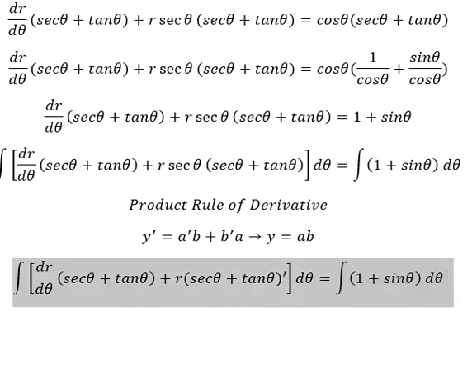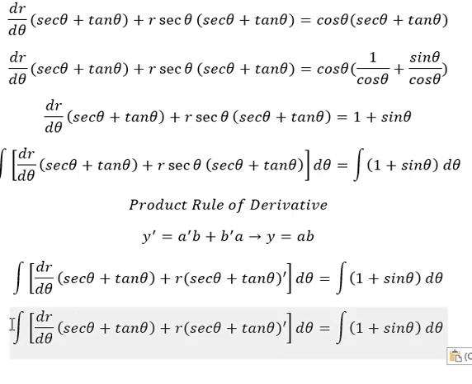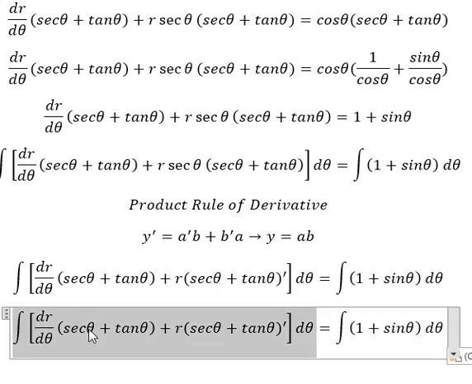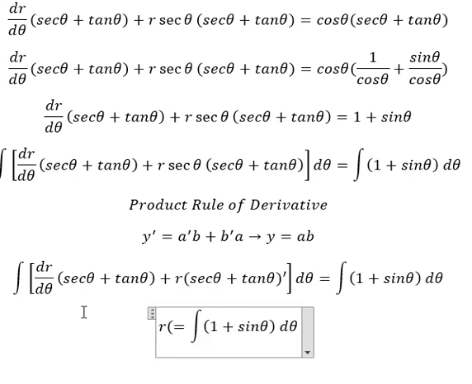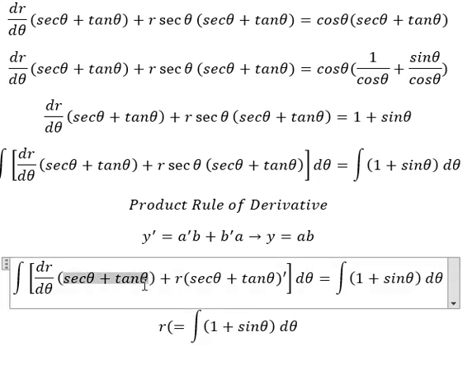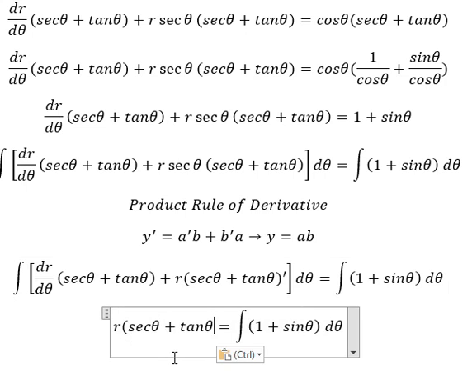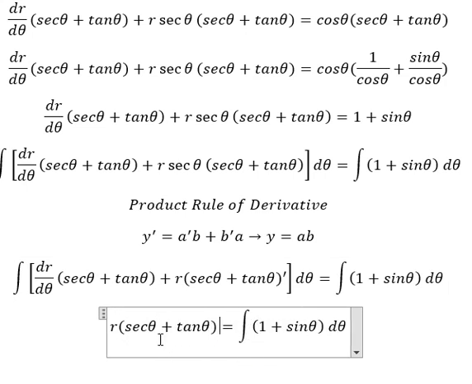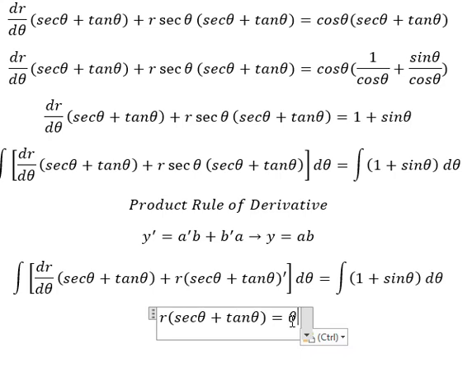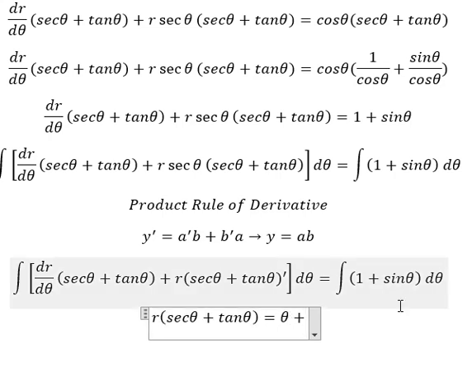So the integration of that one, we have r secant of theta plus tan theta. The integration of number 1, we have theta. The integration of sine theta, we have negative cosine theta. And I will put c.